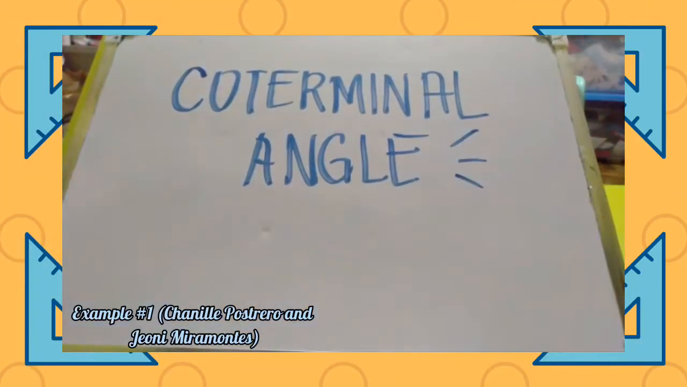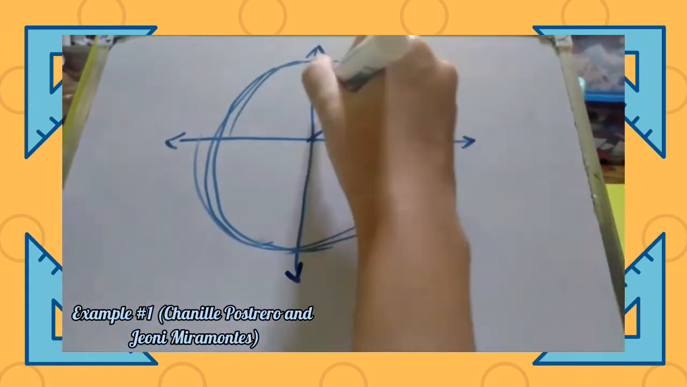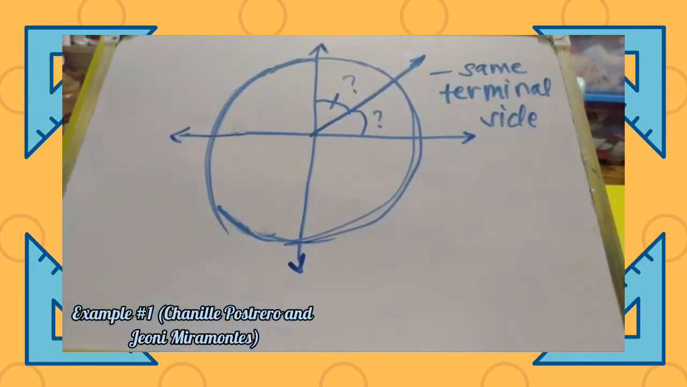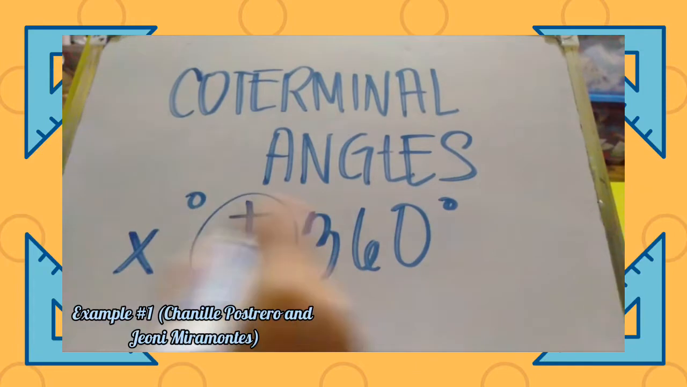Coterminal angles coincide with each other. They occur in the exact position yet have different degree measures. You can find coterminal angles by adding or subtracting 360 degrees to the original angle.